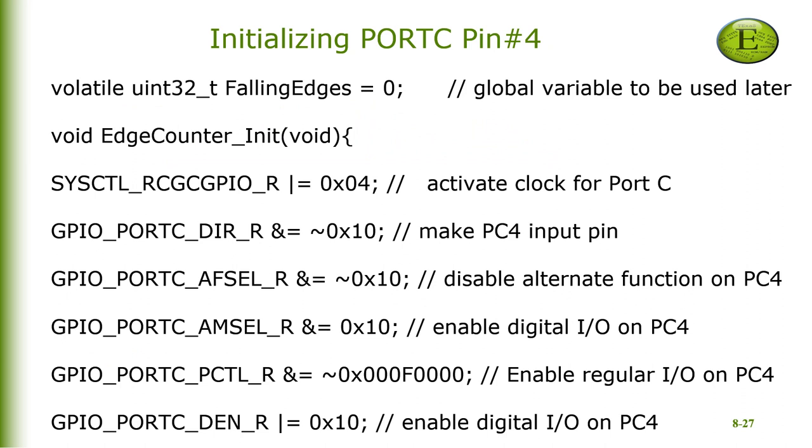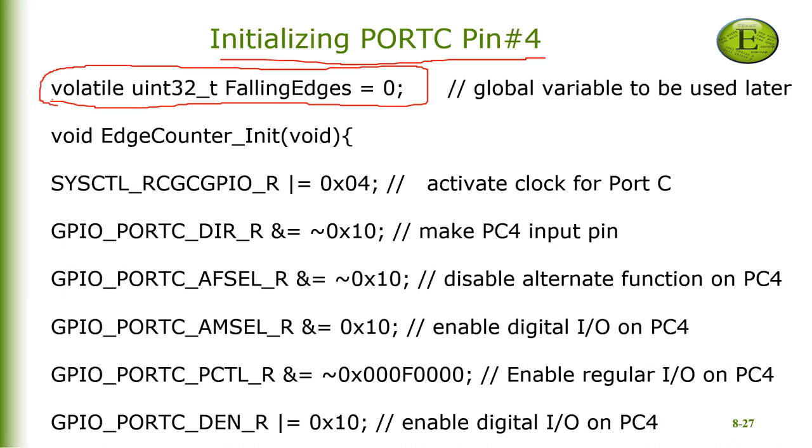Let us now take a look at an example C code which configures pin number 4 on port C for the falling edge interrupt. But our first task is to initialize the port. So we look at the port C, pin number 4 initialization. And we're eventually going to write an interrupt service routine that counts the number of times the falling edge is hit on port C, pin number 4. So this is a global variable, as we've been talking about earlier, declared volatile unsigned 32-bit FallingEdges. It's a volatile global variable, and it will be updated inside the interrupt service routine.